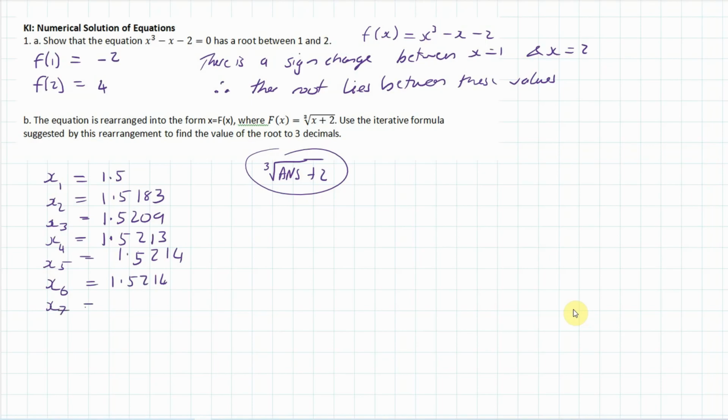I always do a few more just to make sure. It's going to take very little time to do a few more, and you don't want to do too few because then you won't get the mark. I'm just going to do one more. It definitely looks like we've actually settled. I'm writing to 4 decimal points because I want to find the value to 3 decimals. So therefore, the value I'm going to give is 1.521 to 3 dp.